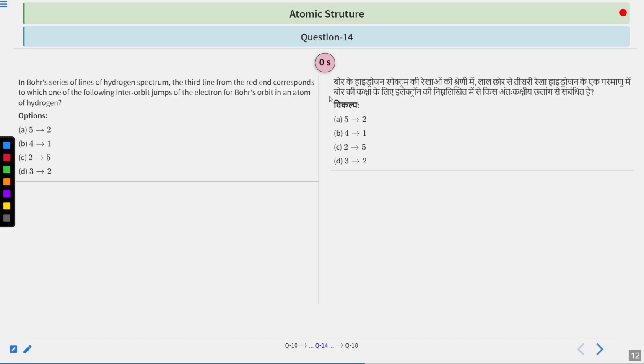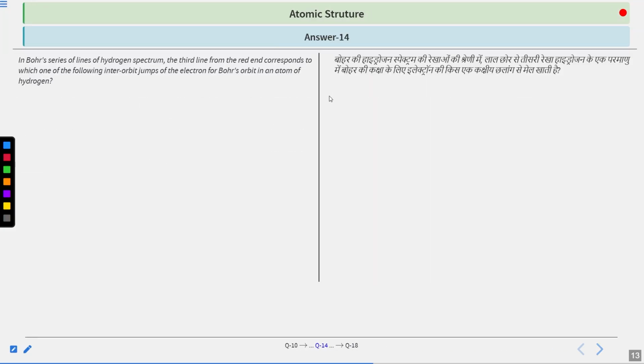Okay, now let us see how we'll solve it. The question is saying that in Bohr series lines of hydrogen spectrum, the third line from the red end. So all the transitions have been asked. The third line from the red end corresponds to which one of the following inter-orbit jumps of the electron in Bohr's orbit in an atom of hydrogen? Inter-orbit means from one orbit to another. Now the correct answer is 5 to 2 first of all.